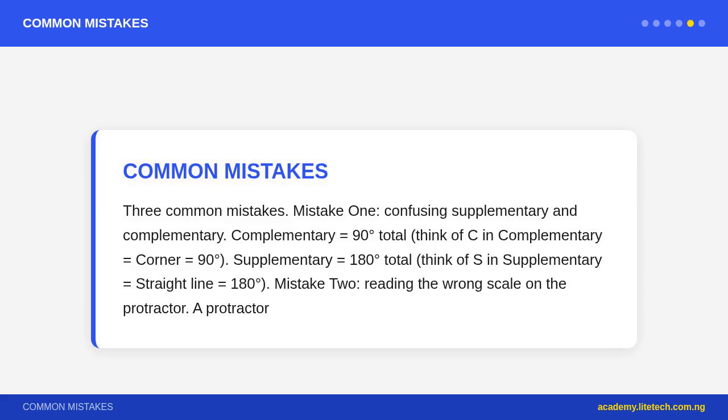Mistake 3: thinking vertically opposite angles are those next to each other, adjacent. Vertically opposite angles are the ones directly across the intersection, the ones that do not share an arm. Adjacent angles at an intersection are supplementary, not equal.